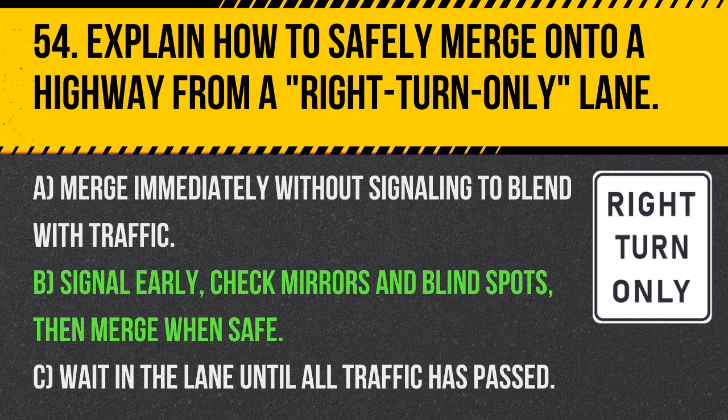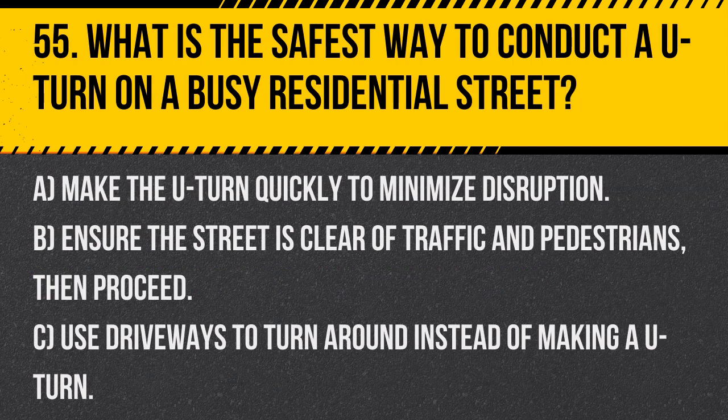Answer. B. Signal early, check mirrors and blind spots, then merge when safe. Proper signaling and cautious merging are crucial for safety. Question 55. What is the safest way to conduct a U-turn on a busy residential street?